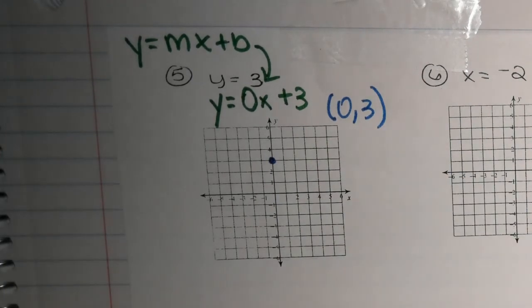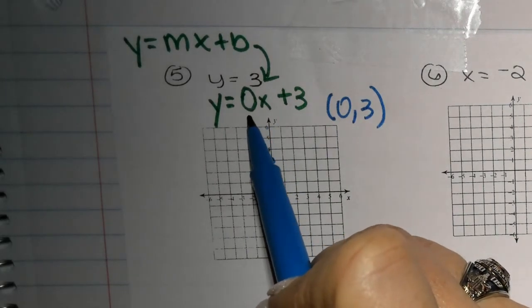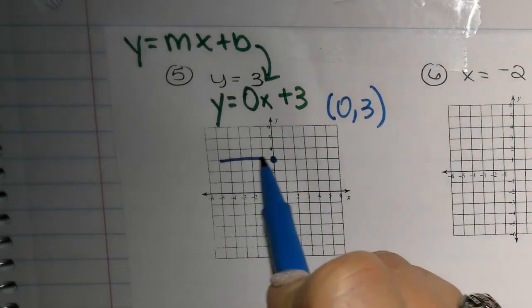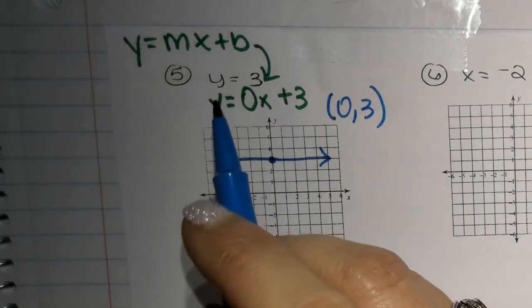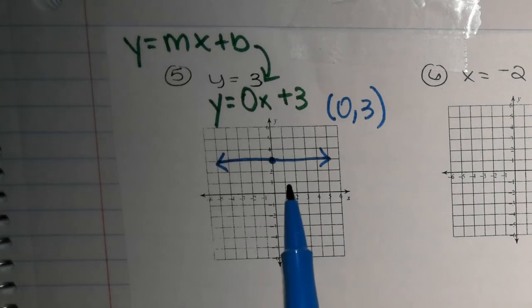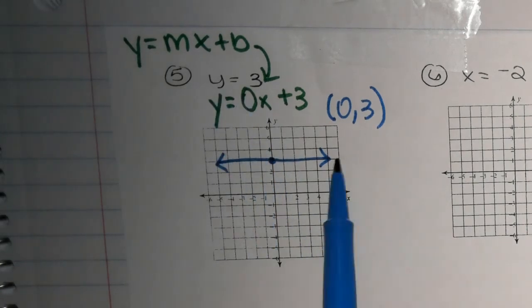And then we go to see what our slope is, and it's 0. There is no slope. It is a flat line. So it goes like this. That's this line. That's y equals 3. Right there.